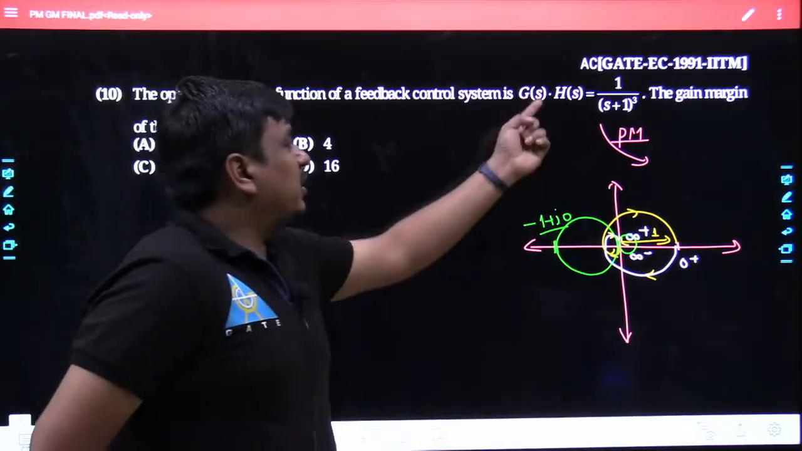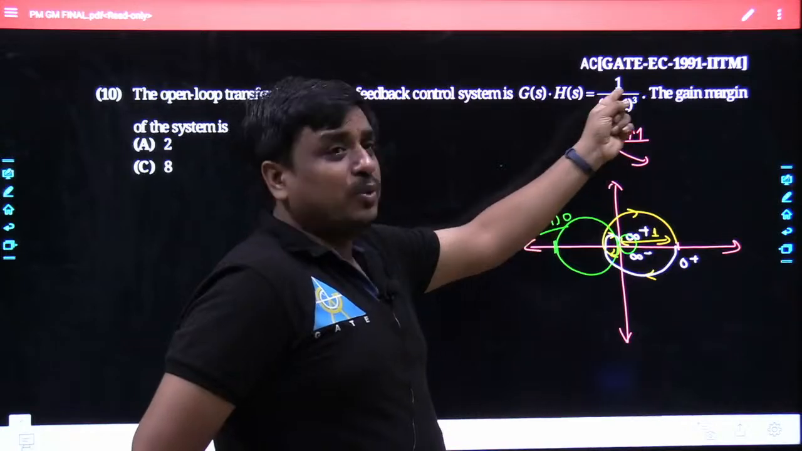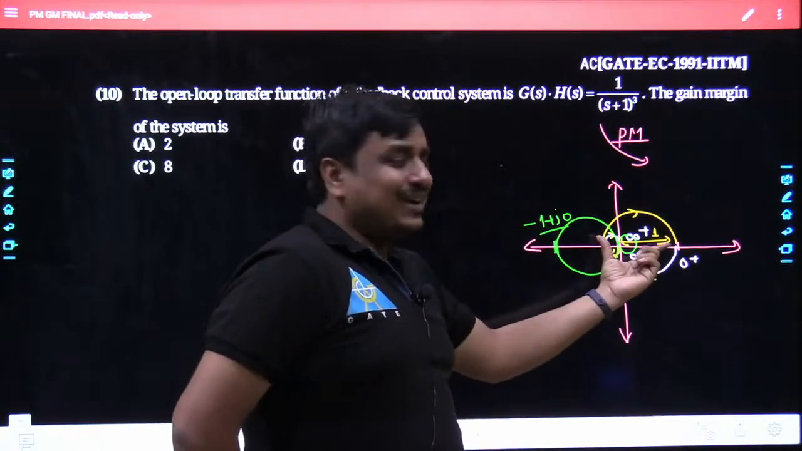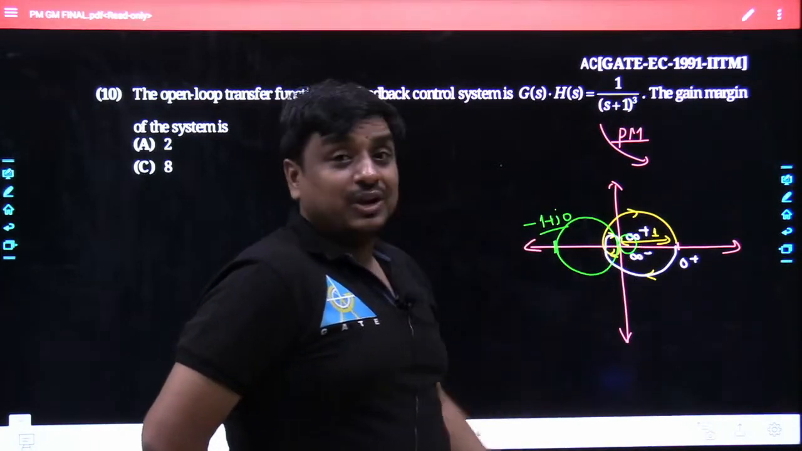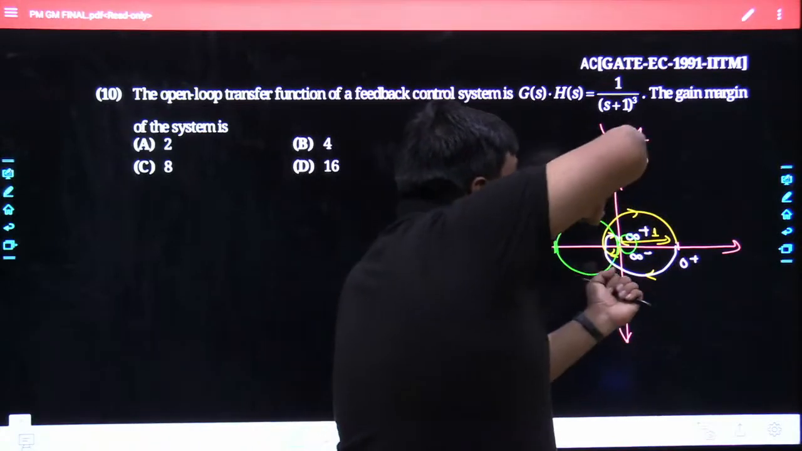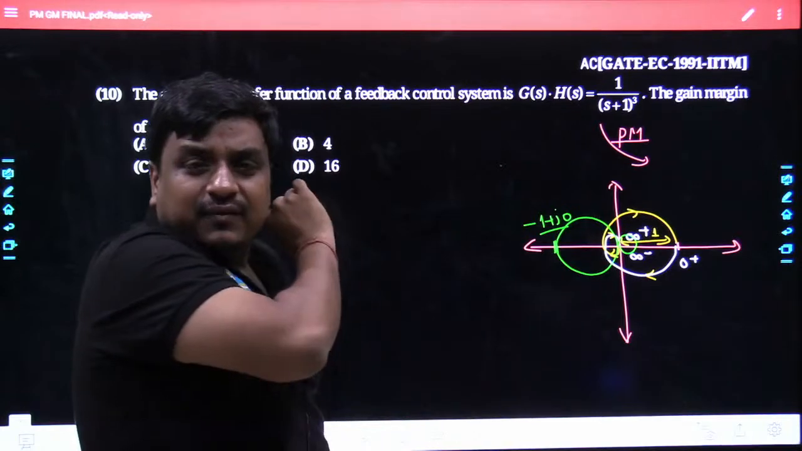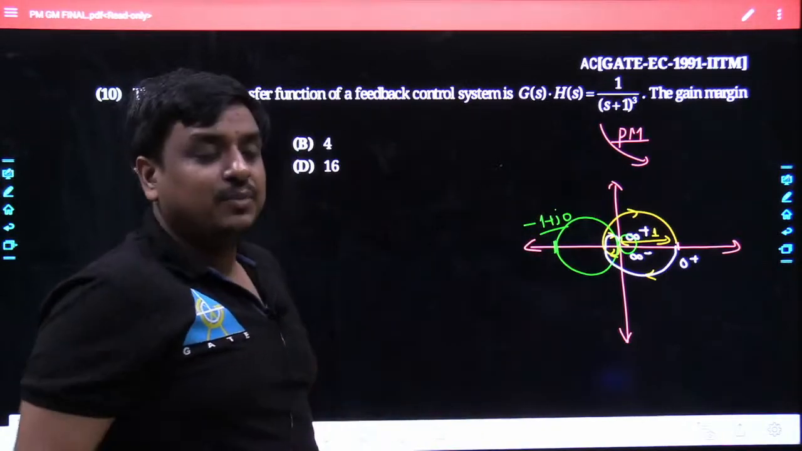Rather than 1 upon (s plus 1) to the power of 3, if it had been 1 divided by (s plus 2) to the power of 3, the magnitude at omega equals 0 would have been 1 upon 8. In that case, even if I rotate it or give a lag, minus 1 plus j0 would never be encircled, and the phase margin would definitely have been infinity.